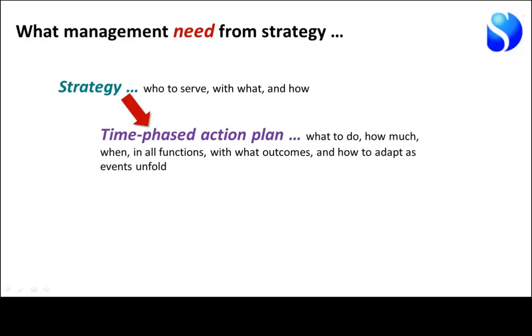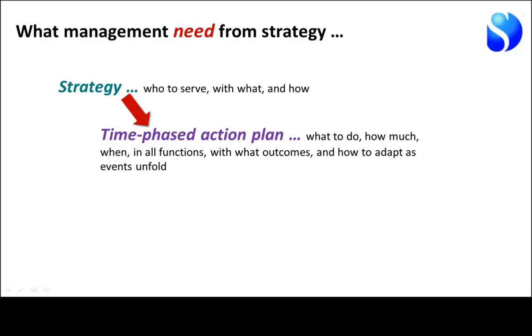So when we talk with people who are CEOs or business managers or people responsible for strategy, the thing we can contribute is we can make a very important connection that they otherwise cannot make, from a strategy which says who are we going to try to serve, what are we going to serve them with, and how are we going to do it. Someone somehow has got to get to a time-phased action plan. What are we going to do? How much are we going to do it? When are we going to do it? In all functions, at all times, with what outcomes, and how are we going to adapt that as events unfold?